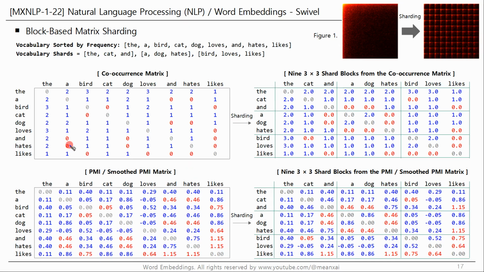Now that we have these matrices, let's see how we can divide them into multiple shard blocks. Let's bring back the two matrices we created earlier and look at how to split them into the form that will actually be used for distributed training.